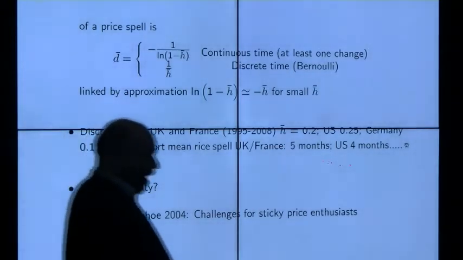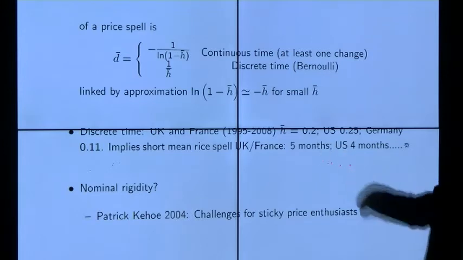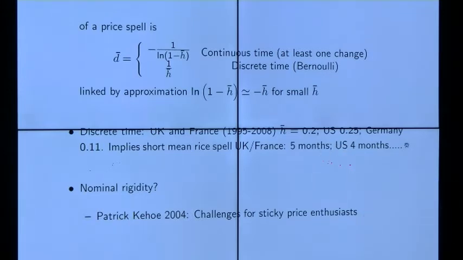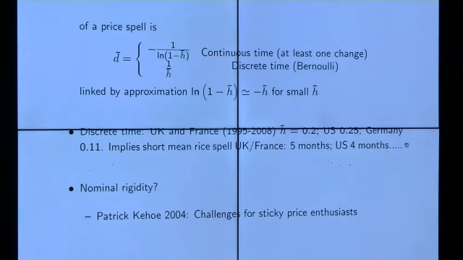So what does this mean in practice? If we look at the whole CPI data set, for the UK and France, h bar is actually equal to about 0.2. It's a little bit less, 0.19, but let's say 0.2. In the US, it's a bit bigger, 0.25, maybe even a little bit bigger than that, near 0.3. Germany, on the other hand, has a much lower frequency, 0.11, just over 10%. So we can immediately imply that in France and Britain, the average price spell will have a duration of about 5 months. In the US, it's a bit shorter, 4 months, and in Germany, it's going to be nearer to 10 months.